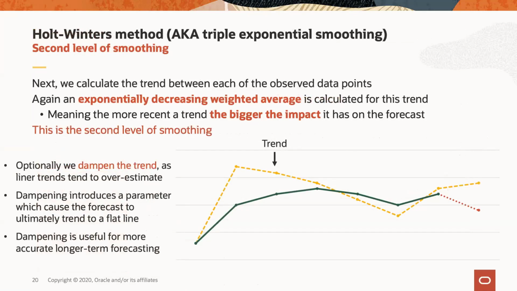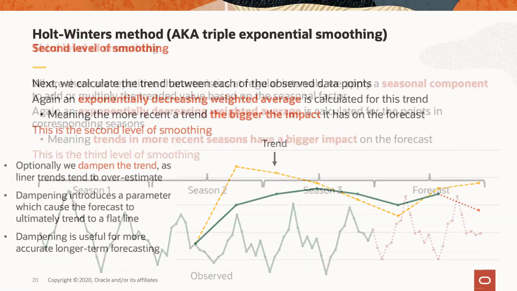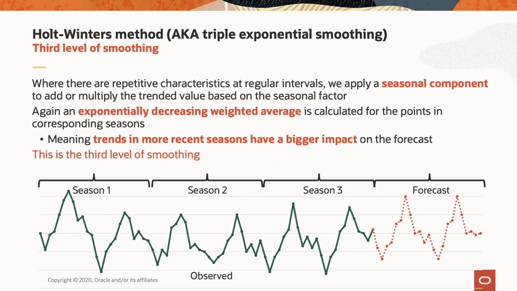And then you calculate the trend between each of these observed data points. Again, the more recent the trend, the bigger the impact it has on the forecast. The whole idea also is to dampen the trend. Linear trends tend to overestimate, so we add a dampening factor, which is a parameter to forecast and trend this eventually to a flat line. It's more useful to add this when you're doing long-term forecasting for, in this case, CPU utilization. The third one is to look at seasonality or repetitive factors. You're applying a seasonal component so that you can find what the actual residual values are, which is typical of any time series-based analysis.